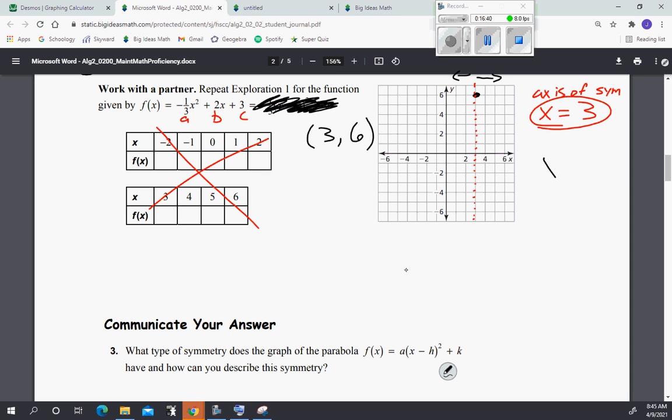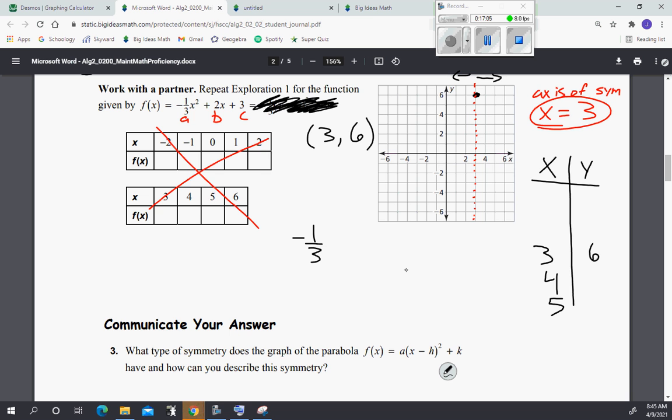Okay, so I'm going to create an x and y chart. I'm going to put 3 right in the middle. Well, we know what f of x is when x is 3, it's 6. Now I'm just going to do 4 and 5. Watch how quick this is. Now, plugging in 4 and 5 might take a little bit. Let's see how we do.